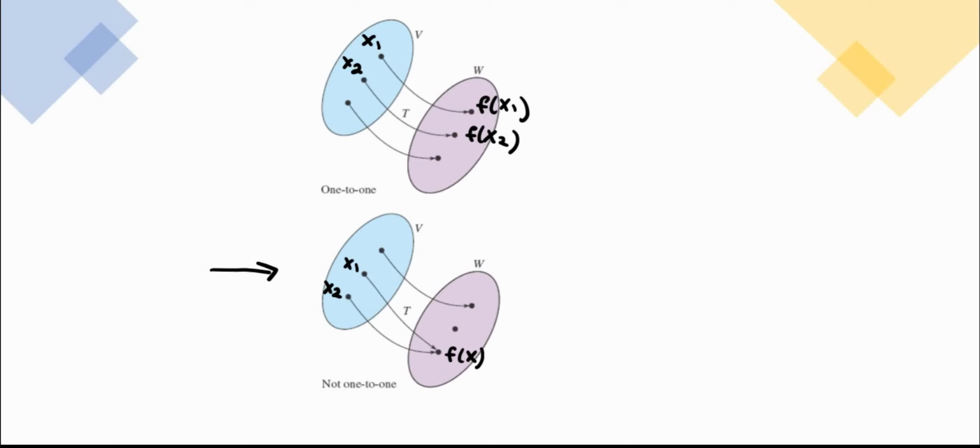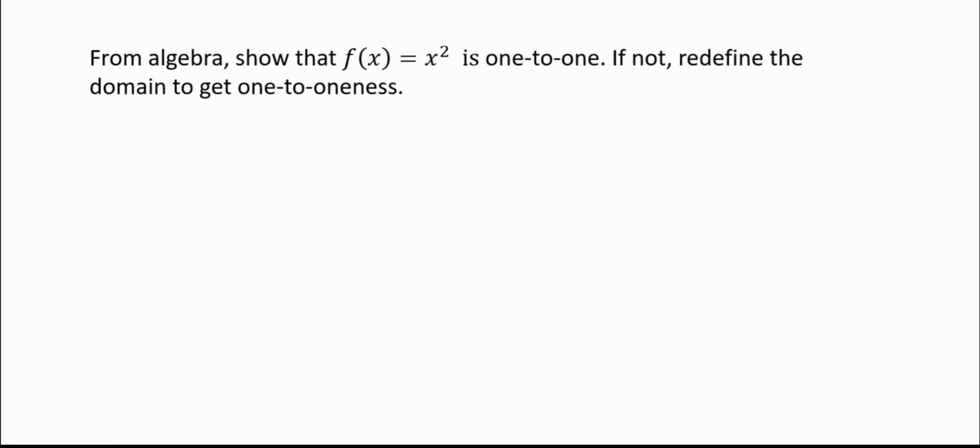So here, x sub 1 is different than x sub 2, but that implies that for this particular problem, f of x sub 1 is the same as f of x sub 2. So we get equality there. So that's not supposed to happen, right? Now let's look at just borrowing something from algebra. From algebra, show that this function f, this parabola, is one-to-one. If it's not, then redefine the domain to get one-to-oneness.